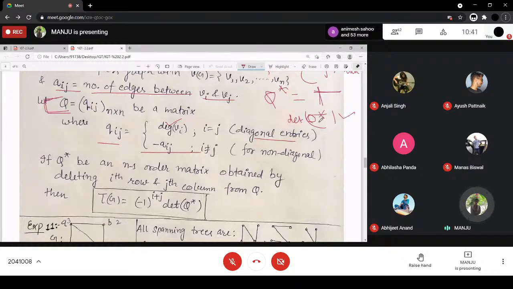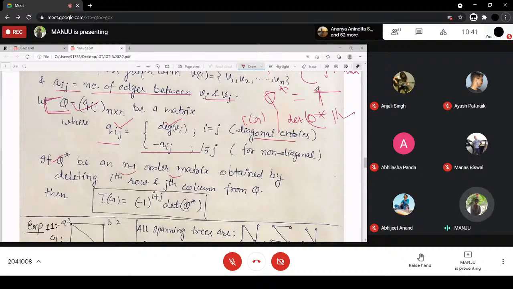Okay, this determinant can be negative or positive. If it is negative, you can take the modulus of that. That will give you the number of spanning trees. Clear? So first find Q by this method, then find Q star, that will be n minus 1 cross n minus 1 matrix, and you delete the ith row, jth column.